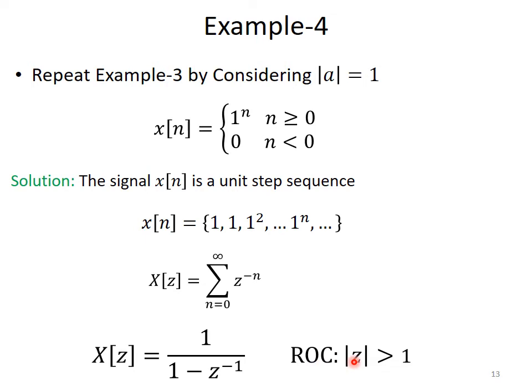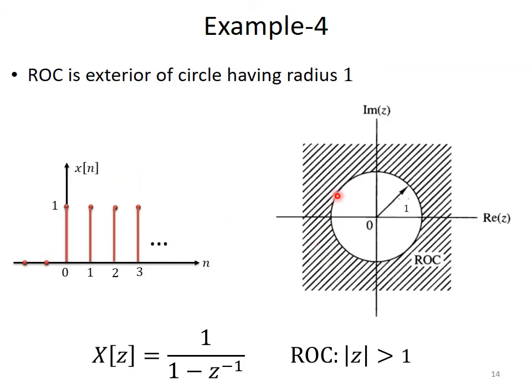So here the region of convergence is magnitude of z greater than 1. As long as the magnitude of z is greater than 1, the X of z would have some finite value, otherwise infinite. In this case we have a unit circle, and the region of convergence is outside this unit circle, the exterior of this unit circle. As long as the values of z are outside this unit circle, the series would converge, otherwise not.